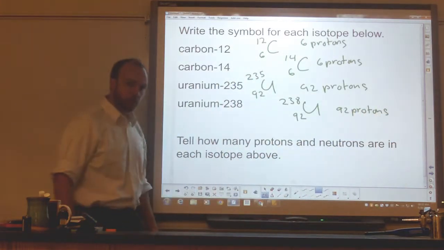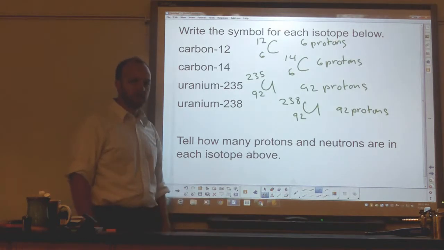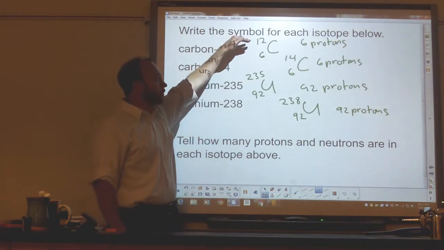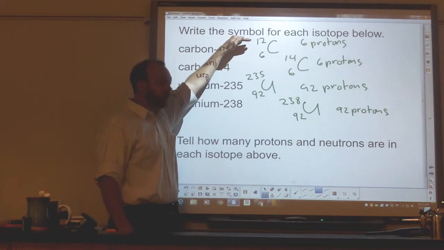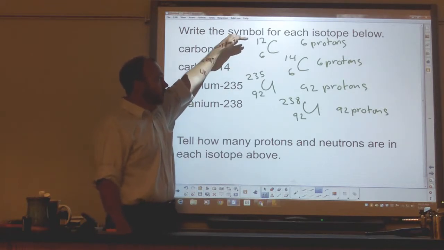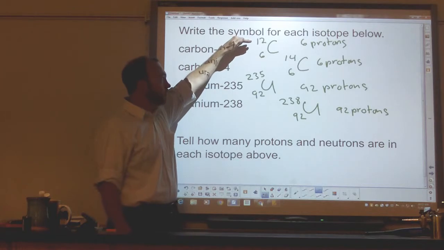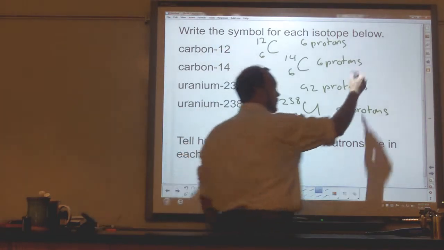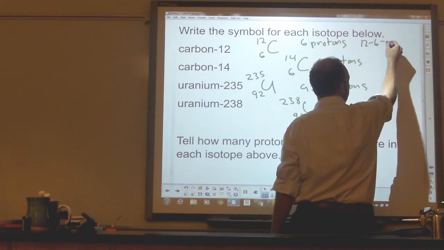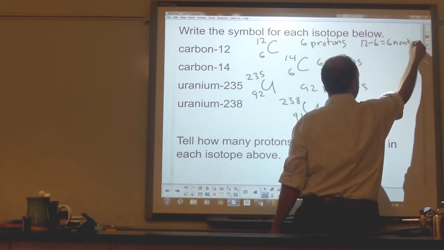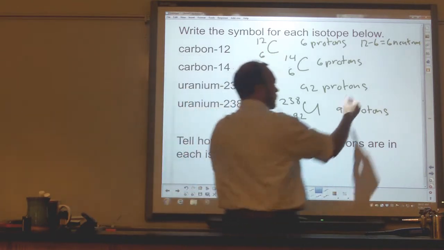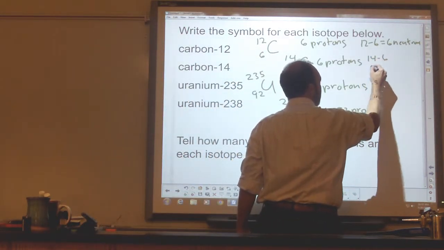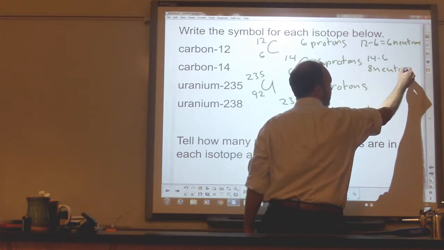The neutrons are a little bit more difficult, but they're not very difficult. Remember that the mass number tells us the number of protons and neutrons combined, the number of nucleons. So if we have the protons and neutrons, and we just want the neutrons, we need to take away the protons. So what we do to find the number of neutrons is we subtract these. So the number of neutrons in carbon 12 is 12 minus 6, 6 neutrons. The number of neutrons in carbon 14 is 14 minus 6, that's 8 neutrons.